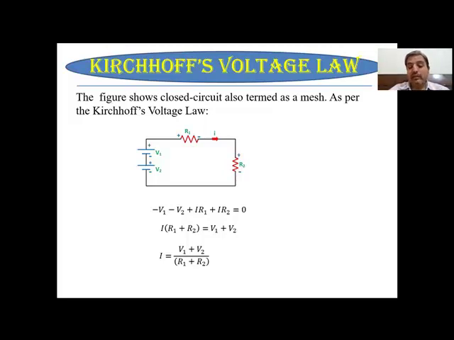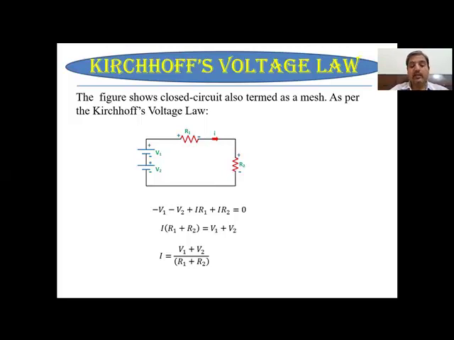But if we talk about R1 and R2, initially we don't have any current across R1 and R2. Initially current value increases from 0 to the I value. So initially voltage drop will increase across R1 and R2. That is called rise in potential. So rise in potential is taken as positive. That's why this equation is written as minus V1 minus V2 plus IR1 plus IR2 is equal to 0.